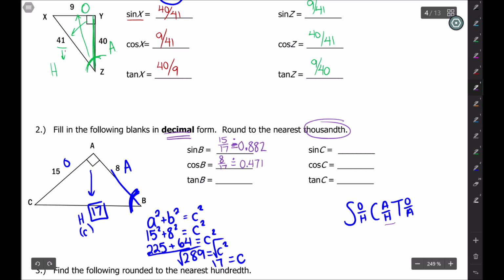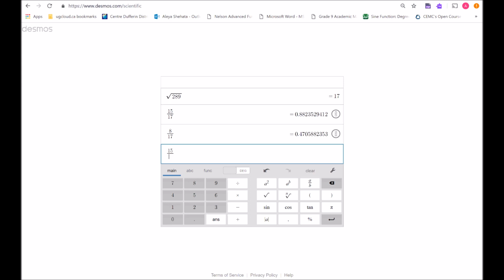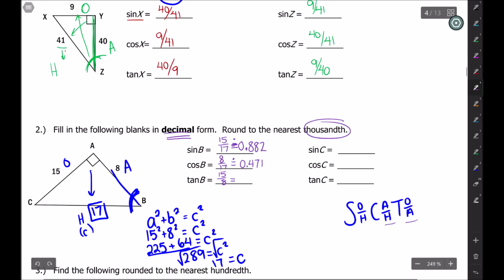And then lastly, to do tangent of B, it's opposite over adjacent, so it's going to be 15 over 8. Okay? And when I type that into my calculator, 15 divided by 8, I get 1.875. It stops in the thousandths place, no need to round. So I get 1.875, and I'm good to go for that.